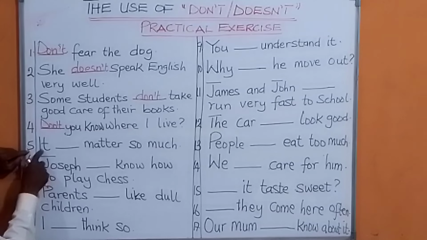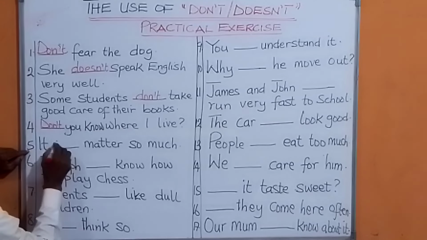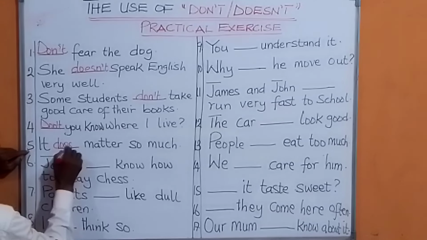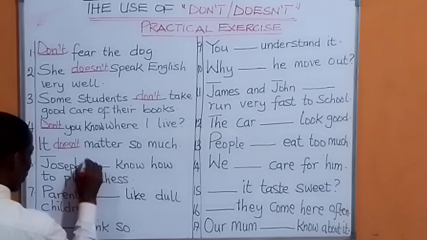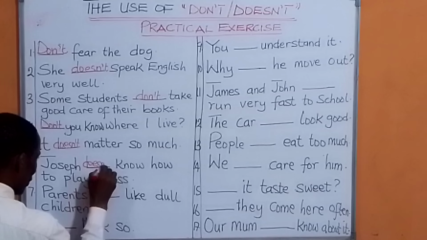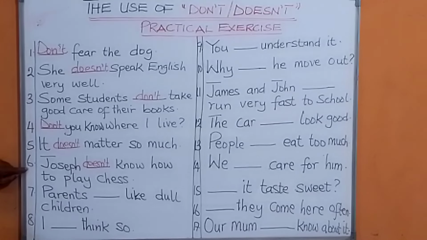Number five, it, that is singular. What are you going to put there? It doesn't matter so much. Next one, Joseph. Joseph is one person. So what are you going to put there? Doesn't. Joseph doesn't know how to play chess.